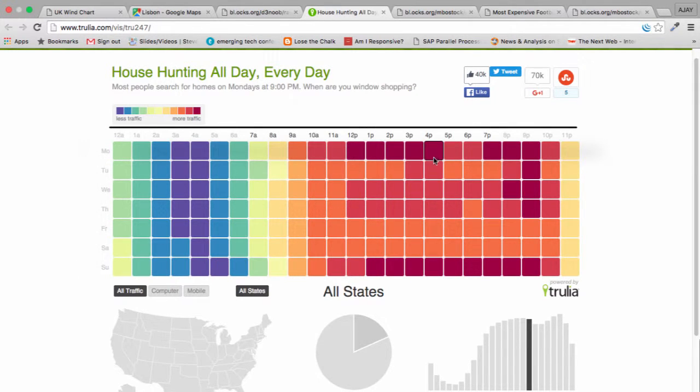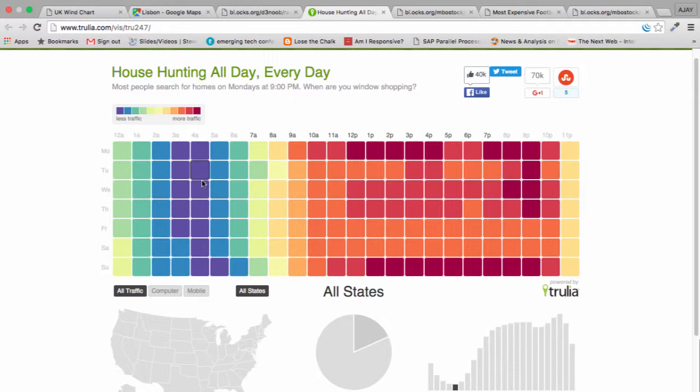The red color is when the traffic is more, or it is more searched, and the purple is when it is least searched. So you can see that at 4 a.m. people are generally asleep, so they don't search, and around 9 p.m. they are very active and they do lots of searching.